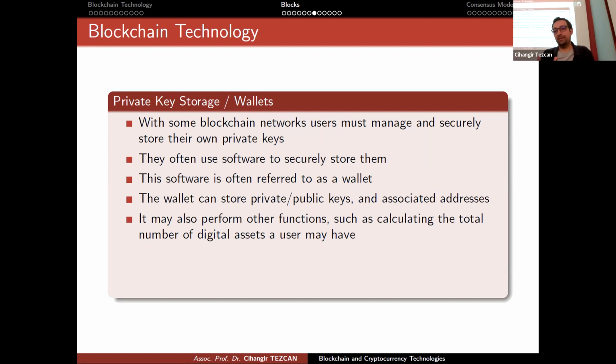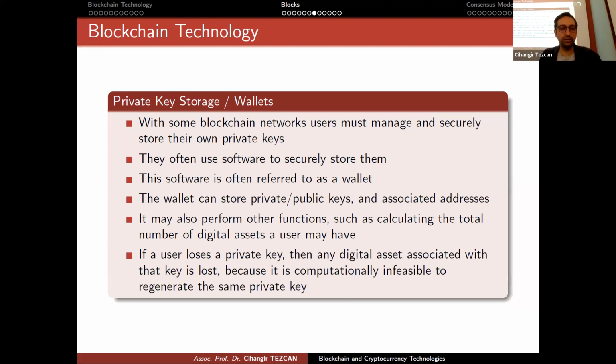But in practice, you don't have it as a single amount. You actually have it distributed in many different transactions. Whenever you want to spend them, your wallet software actually does it for you.